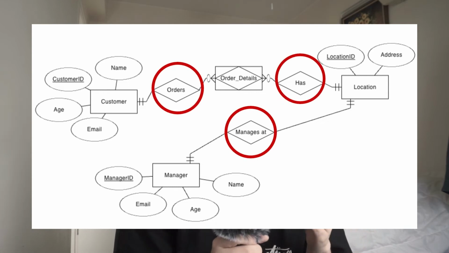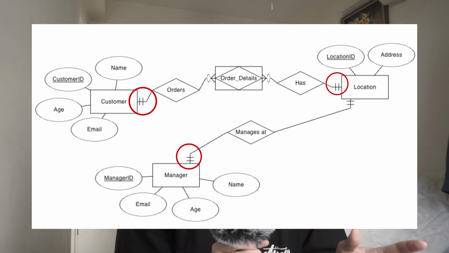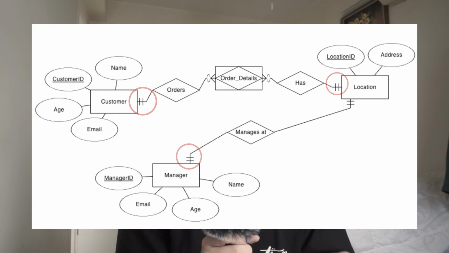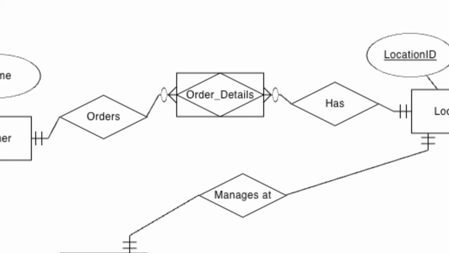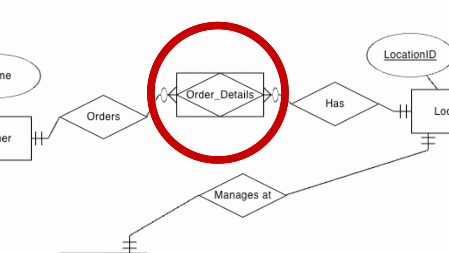In this ERD, you can see that all the entities are correctly linked together. We make sure that the relationships between the entities are correct. So a location can have one manager and a manager can only manage one location. Additional to that, many-to-many relationships are broken up as associative entities like order details in this example.